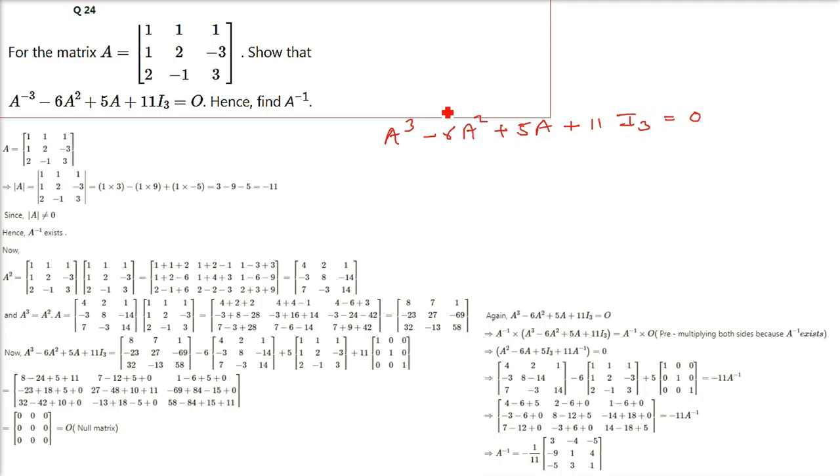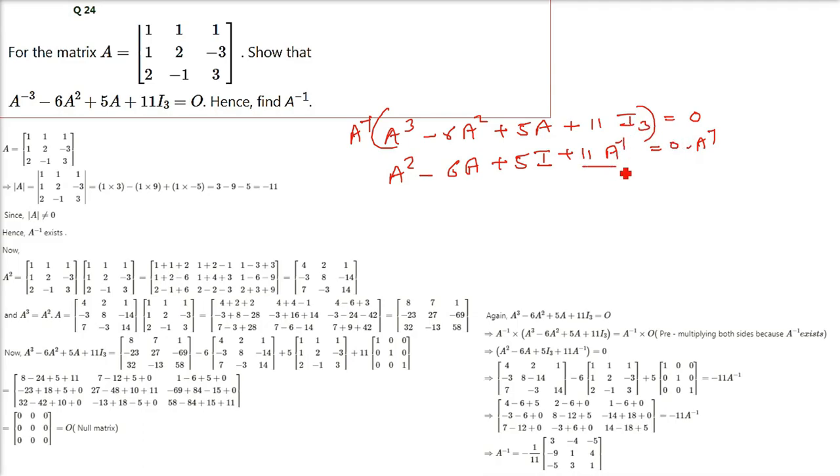Now multiply this with A inverse, every element. So with A inverse, one of the A will cancel out: A square, minus 6A, one of the A will go, plus 5A into A inverse will be 5I, plus 11 into I3 times A inverse. When you multiply I with A inverse, A inverse will come. So this 0 will also be multiplied by A inverse, and that will be 0 only.